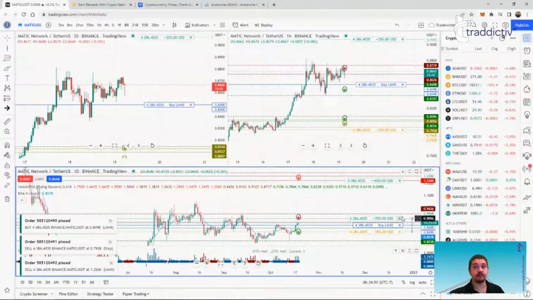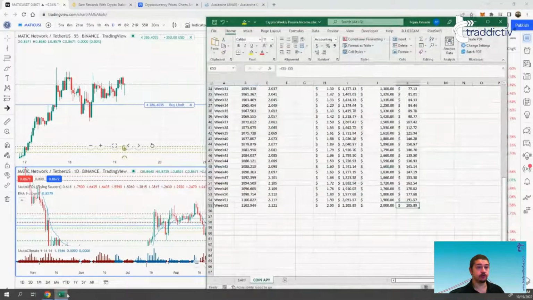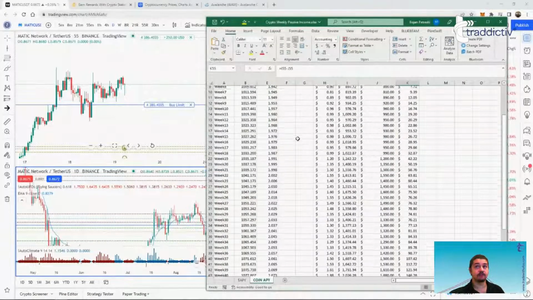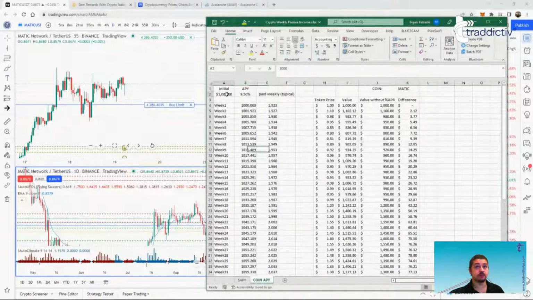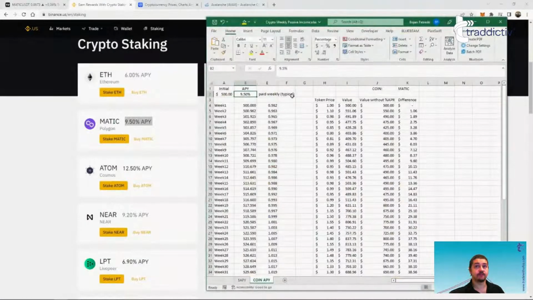Because we do have essentially the same setup as we typically have when we're taking one of these trades, even if it was just a T1 and a T2. Now, I'm just going to pull up that Excel file that we have. And this is where we're going in with $500. The APY is 9.5, same as before. So this is actually Matic again. All right, so this is that first week one.